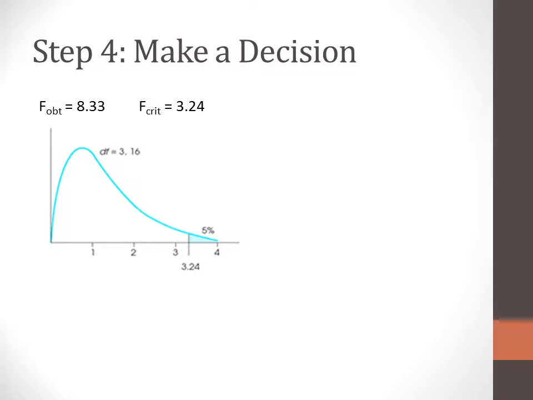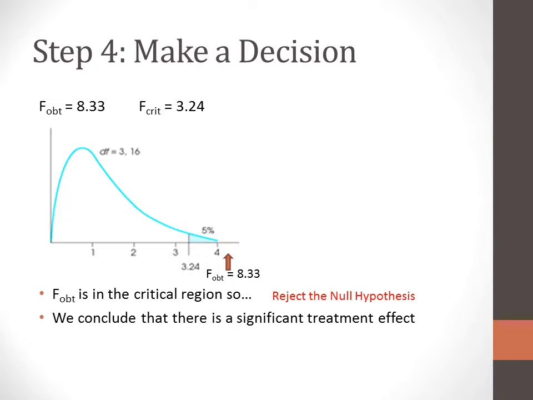Okay, so we have an F obtained of 8.33, and our critical value is 3.24. And so we can either compare them by saying that F obtained is greater than the critical F value, or we can graph it by placing the F obtained on the graph and seeing that it is in the shaded or critical area, which means that our F obtained is in the critical region, so we reject the null, and we can conclude that there are significant differences among the treatments. In other words, not all the treatments are the same.